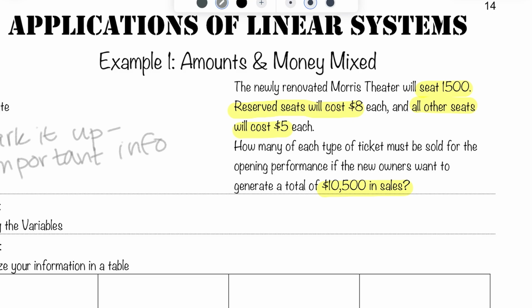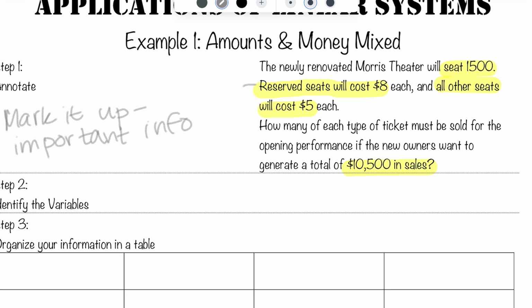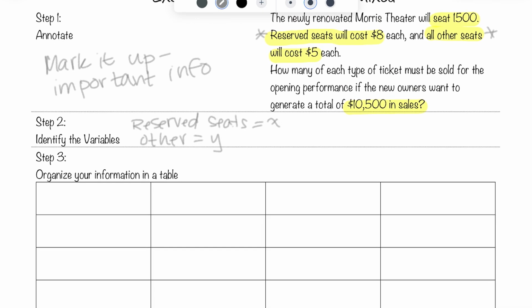So once we know what our important information is, we have to figure out what our 2 variables are. So it's asking about reserved seats and all other seats. So we're going to say reserved seats is x and other is y. Now I'm going to organize my information in a table, and then this will help me to write my equations. So I'm going to have my reserved, my other, and then the other thing that it gave us is this total piece. So this is total.